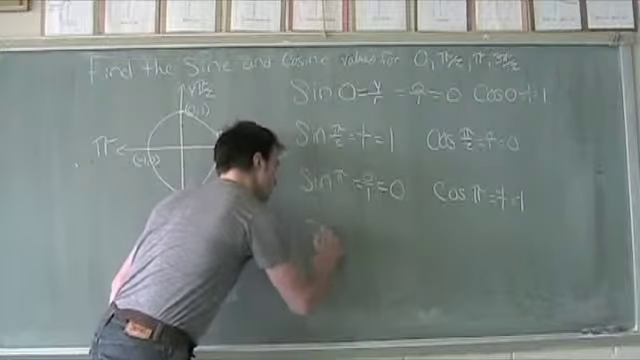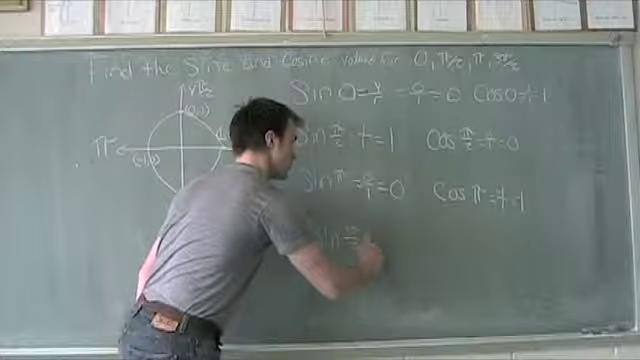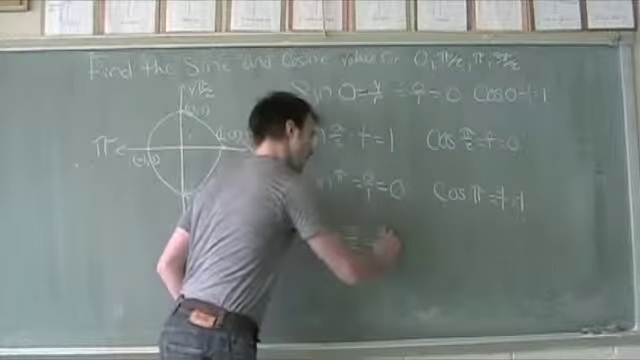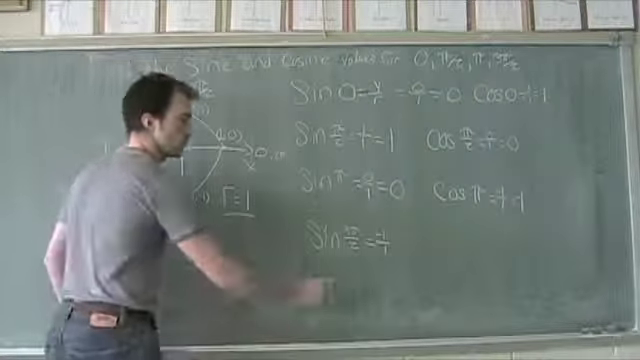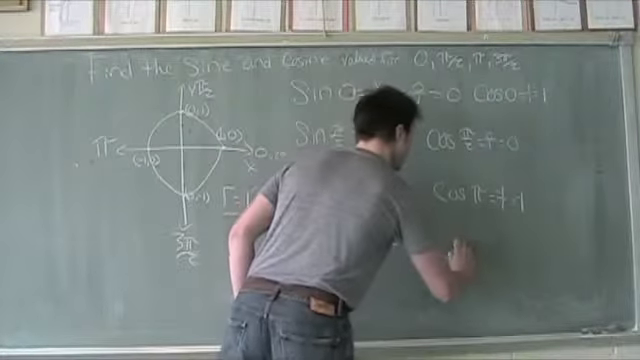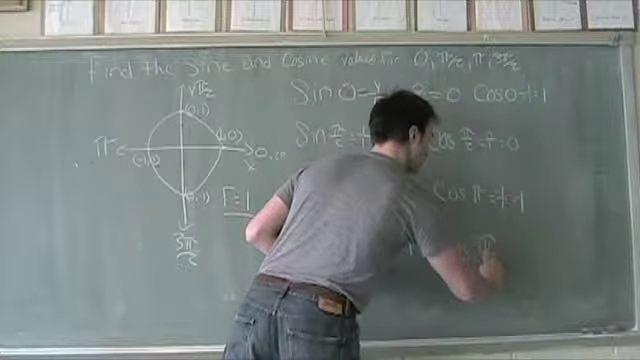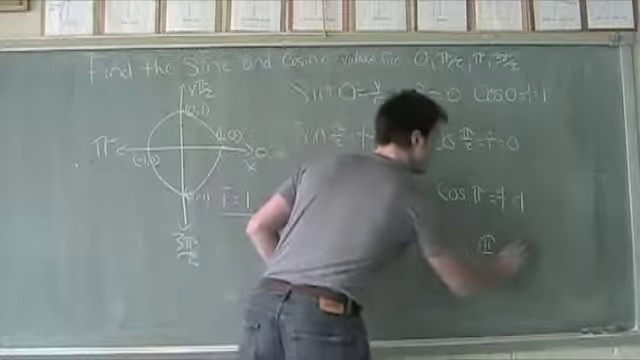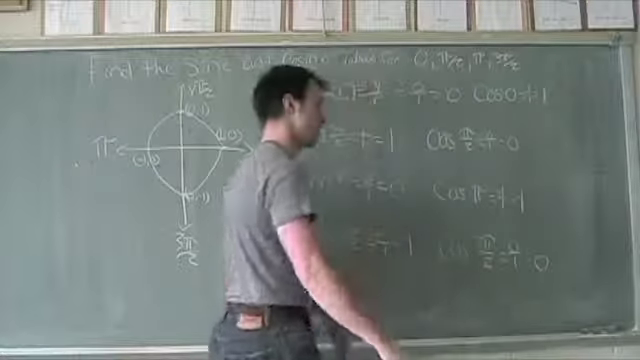Finally, looking at the sine of 3 pi over 2. Sine of 3 pi over 2 is our y value, which is negative 1, over the r value of 1. Negative 1 divided by 1 is negative 1. And the cosine of theta, when that theta is 3 pi over 2, is our x value. The x value is 0 divided by 1, which is 0.